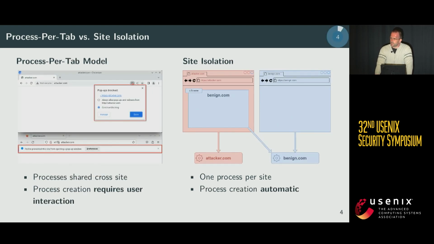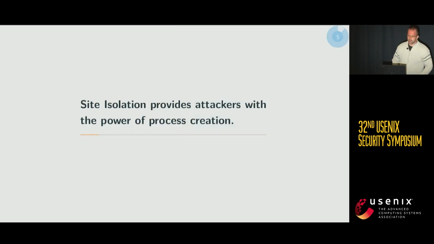Additionally, with site isolation, process creation became fully automatic. Prior to site isolation in the old process per tab model, process creation required explicit user interaction such as opening a new window or tab or confirming pop-up dialogues such as those highlighted here in the screenshot. So site isolation provides attackers with the power of process creation.